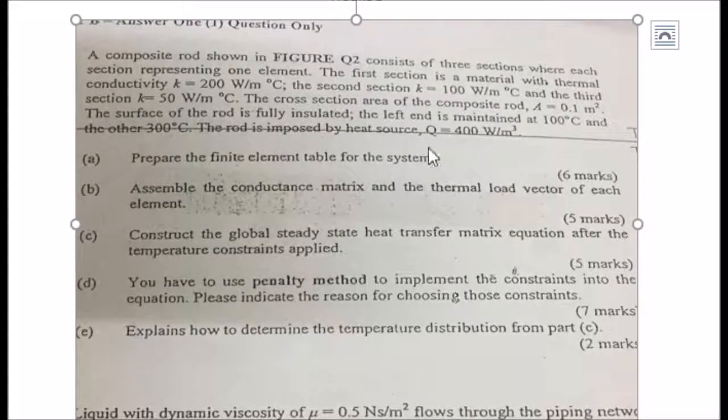This is my question. The given thermal conductivities are K1 is 200, K2 is 100, K3 is 50, and the area is 0.1. The temperature at the first node is 100 degrees Celsius, T4 is 300 degrees Celsius, and the given heat is Q equal to 400.